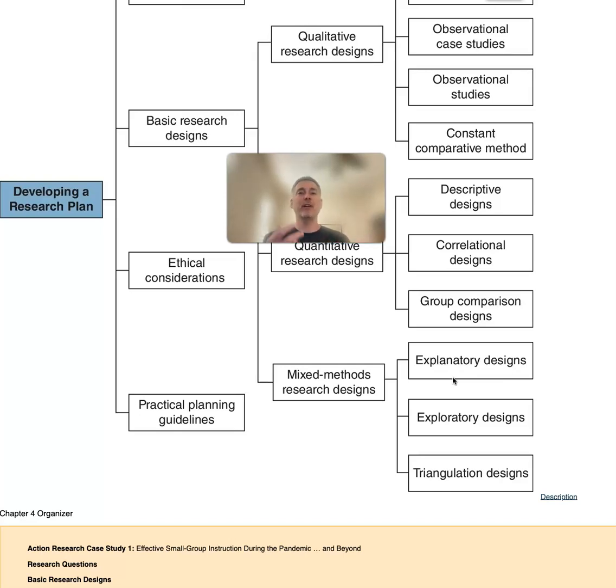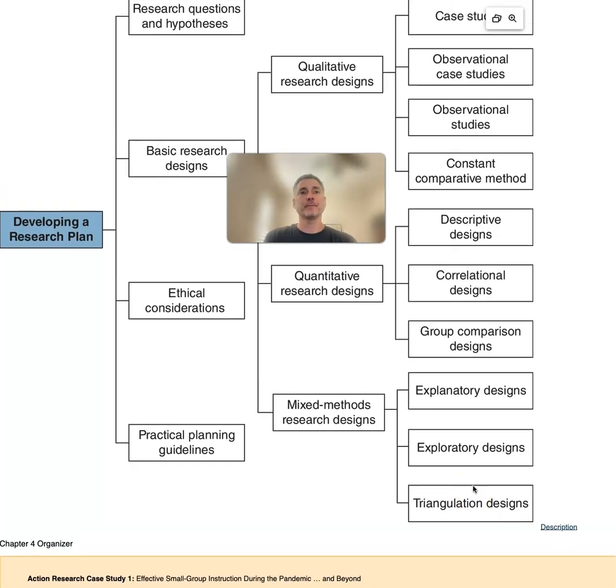Or if we have more of an exploratory design, so maybe we start out with an open, broader question to think about what a phenomenon is, and then we follow up with some more data collection to see how wide or applicable this phenomenon is. And then triangulation designs where we use different methods and combine them with each other to see if we can provide a more holistic picture of a certain situation.